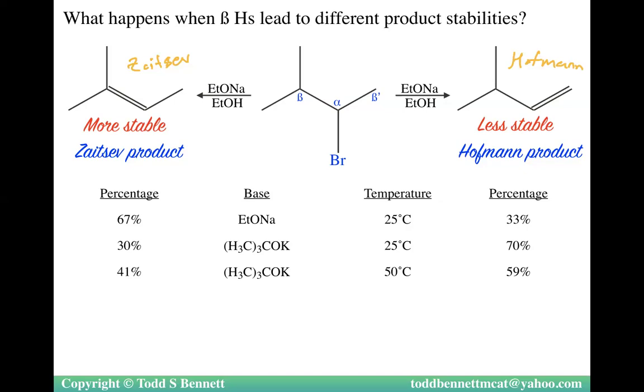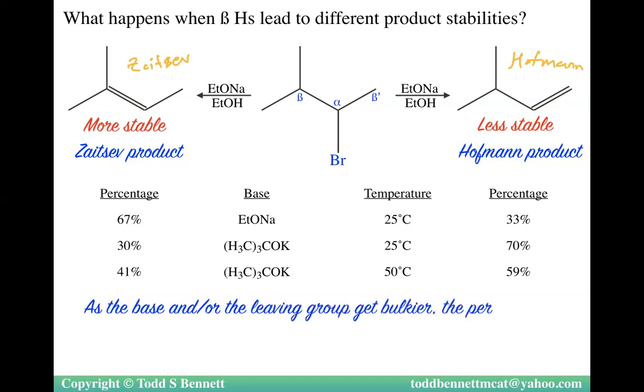speaking. Bulkier bases favor the Hofmann, smaller bases favor the Zaitsev. It would rather be Zaitsev, but if the base is too large, it goes for Hofmann. Hang on to this thought because if you understand this, you will understand a lot of chemistry and biochemistry that'll come your way over the years.